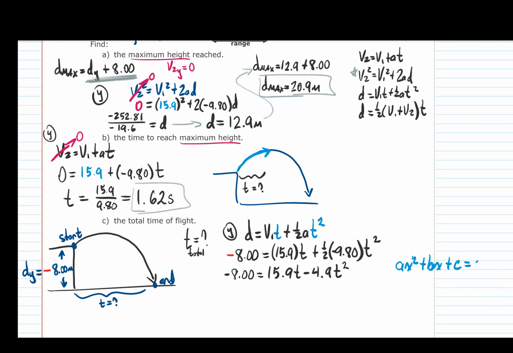This is from math class. Sometimes it'll be a capital A, a capital B, a capital C, it doesn't matter. How do I get it in that form? I'll move everything in my equation to the left side. Just move it over. If it crosses that equal sign here, it has to change sign.